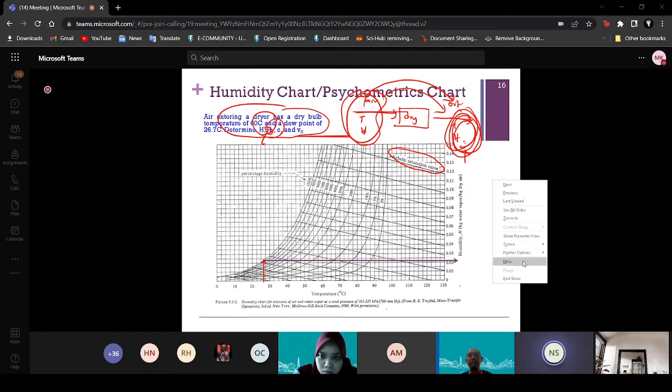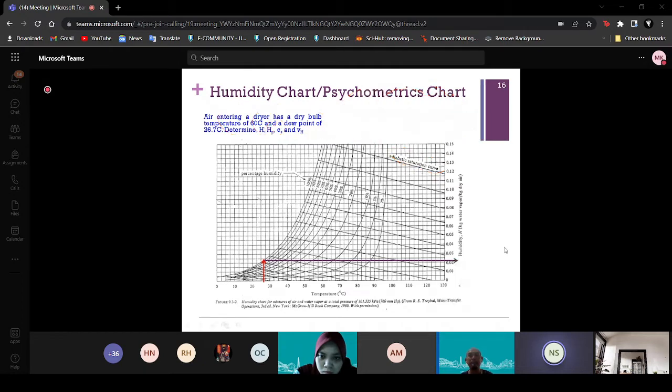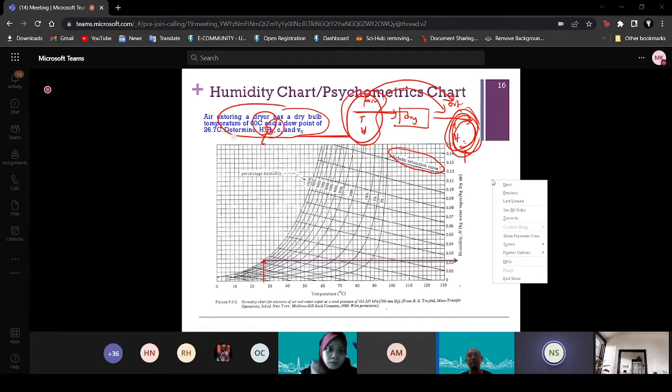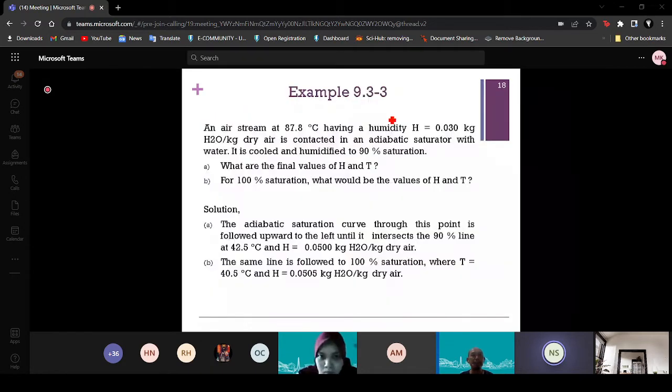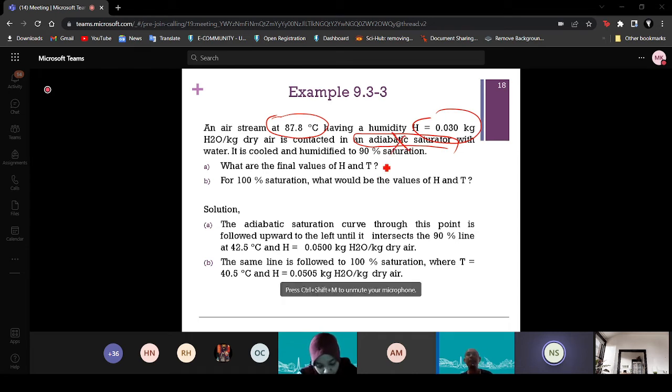Okay, example. Okay, I nak tengok balik example ni dia tulis apa. Air stream 87.8, humidity 0.03, contacted in adiabatic saturator. Not necessarily dia akan cakap you ada contact dengan adiabatic saturator ke tak untuk dapat kaedah untuk gunakan that adiabatic saturation curve line method. Not necessary. This statement, this keyword not necessary to mention. Alright. And it is cooled and humidified to 90% saturation.